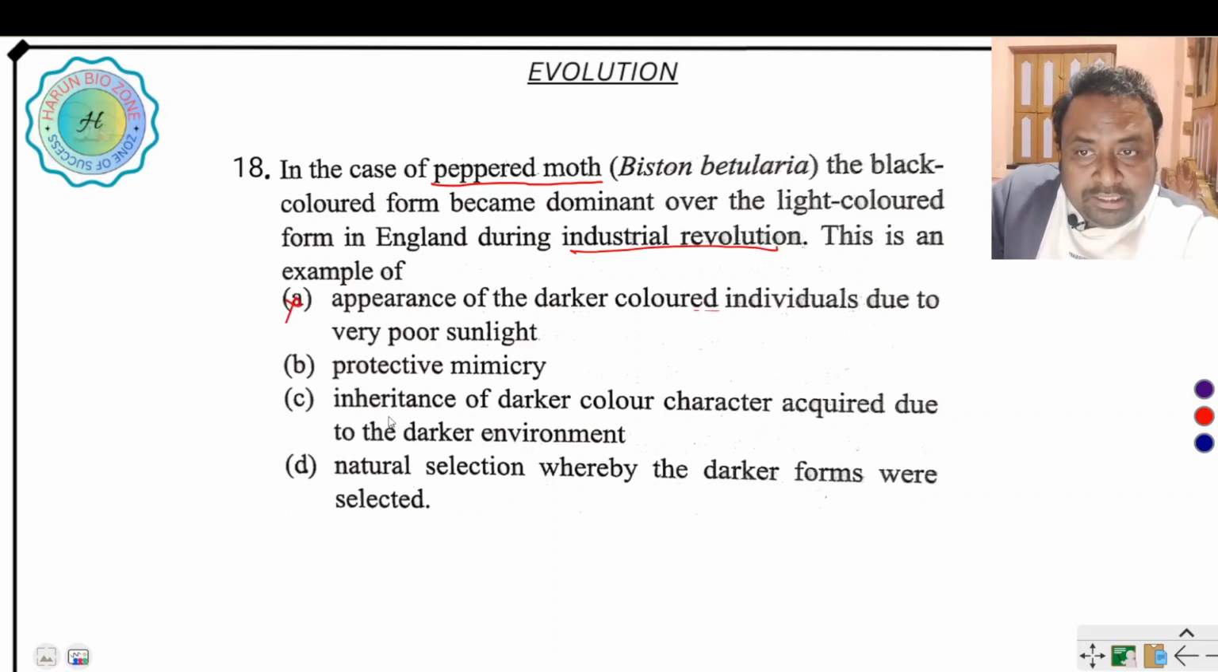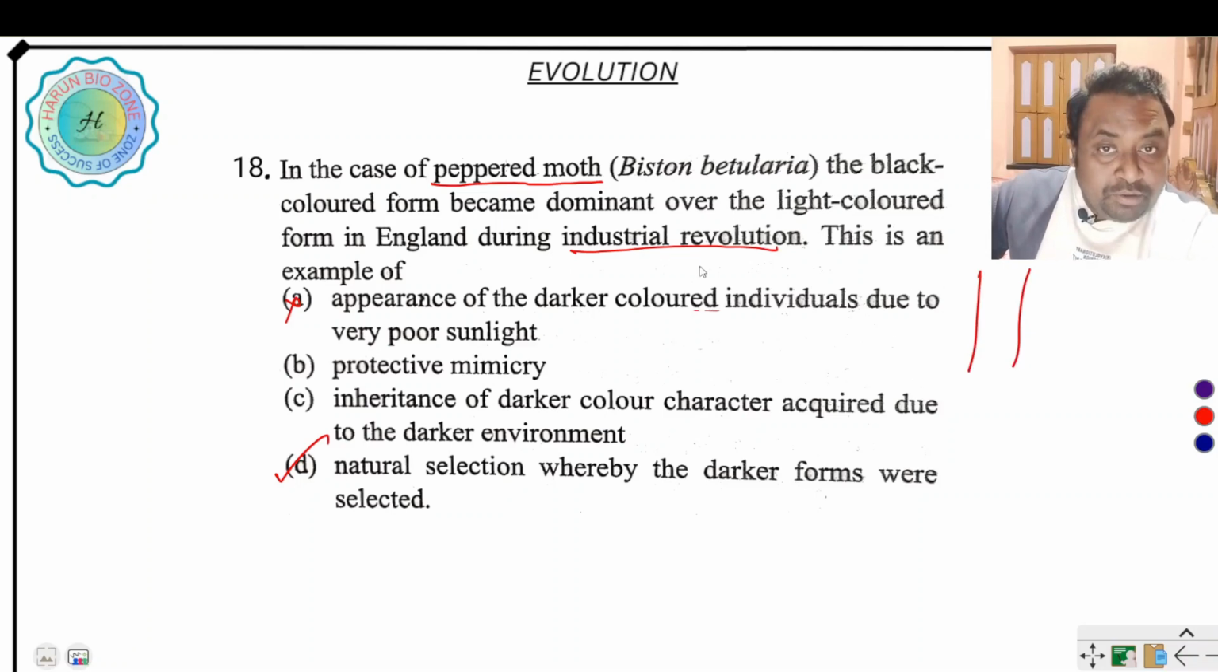Protective mimicry, not. Inheritance of darker color character acquired due to darker environment, not. Natural selection, whereby the darker forms were selected. This is the correct option, because before the Industrial Revolution, tree trunks were covered by lichen. Lichen is grey in color, so when the grey moths are sitting, they are not found by their enemies.